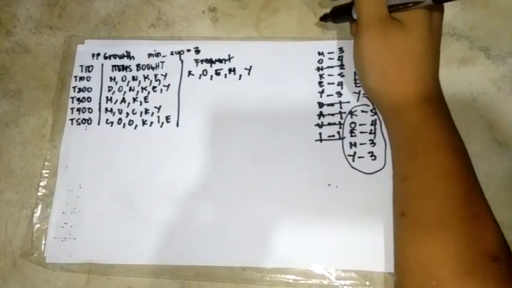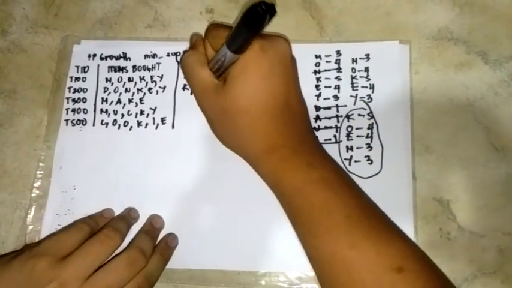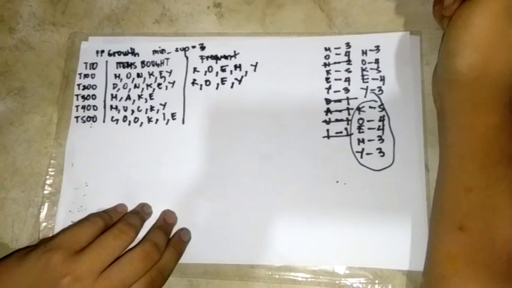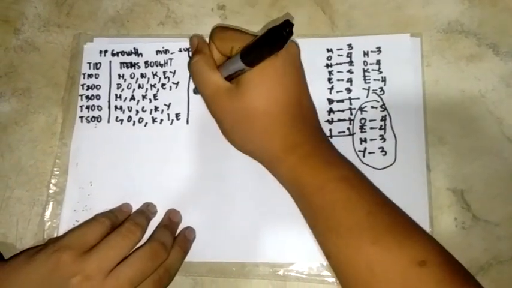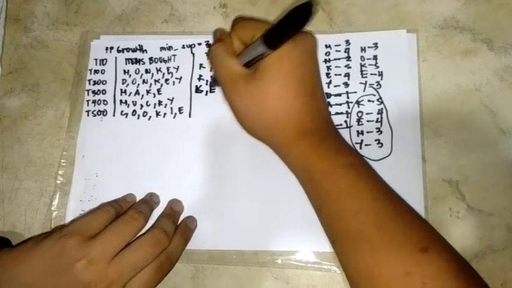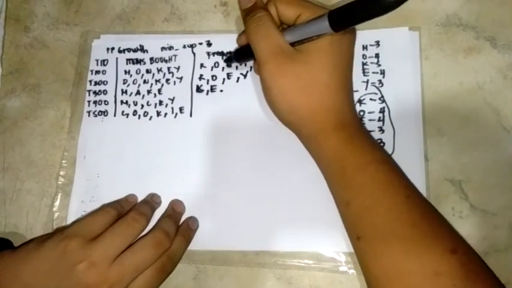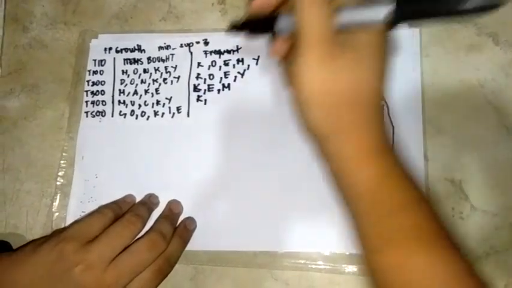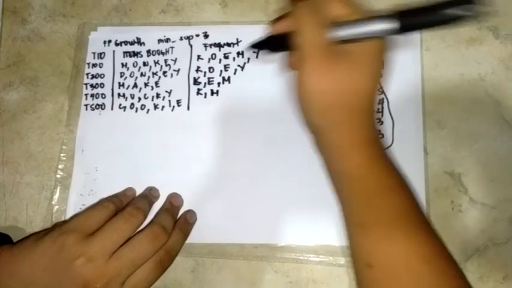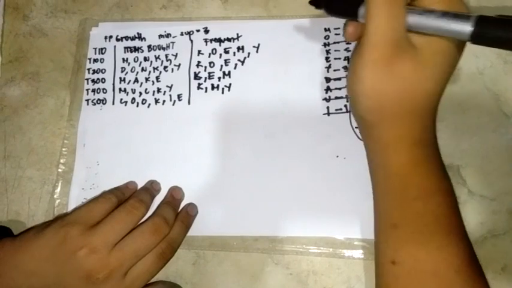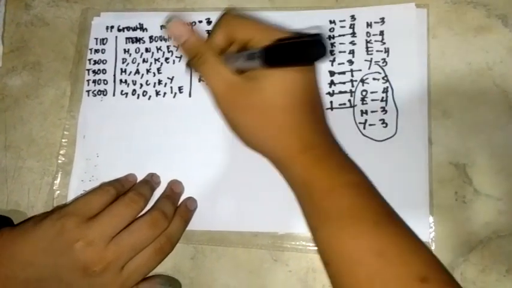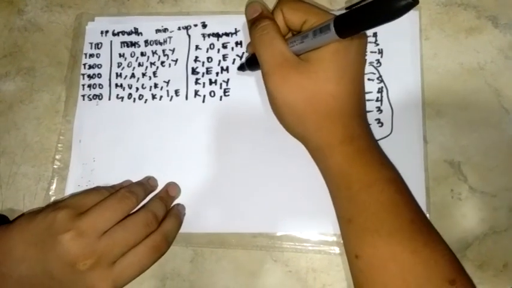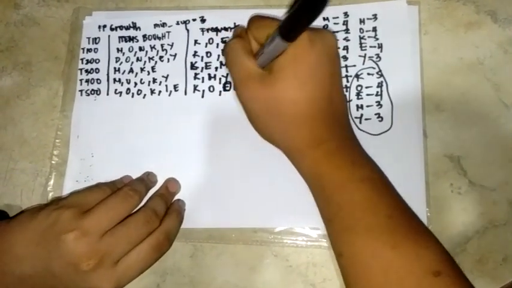In the second transaction, first is K, second is O, third is E, and last is Y. In the third transaction, let's do K, E, and M. In the fourth transaction, let's do K, M, and Y. In the fifth transaction, let's do K, O, and E.